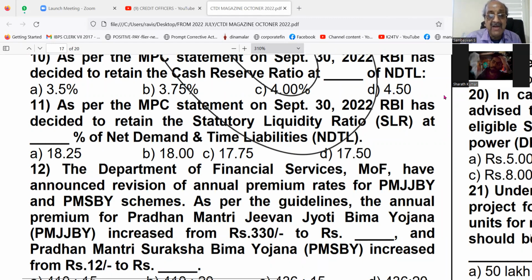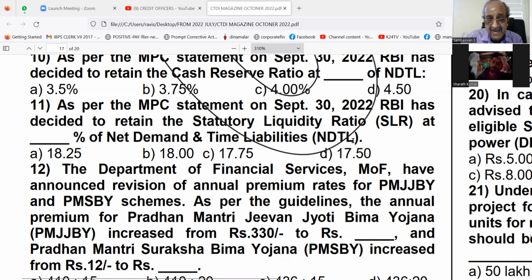Question number 11. As per the Monetary Policy Committee statement on September 30th, 2022, RBI has decided to retain the statutory liquidity ratio, that is SLR, at dash percent of net demand and time liability, the NDTL. The answer for this is 18%, or in other words, choice B. 18% is the present SLR. It was so and it is continuing to be so.